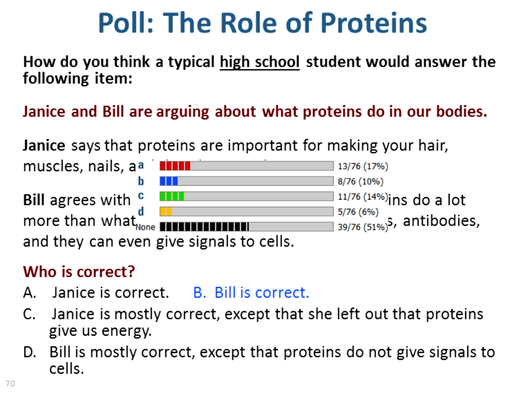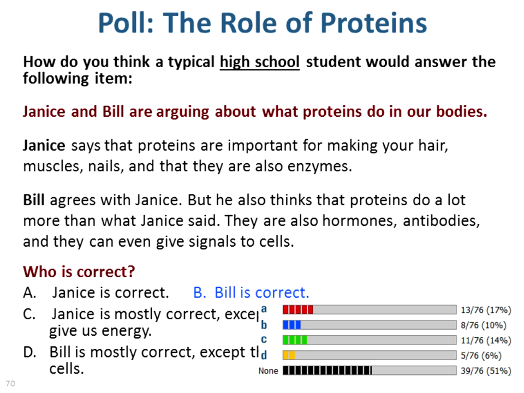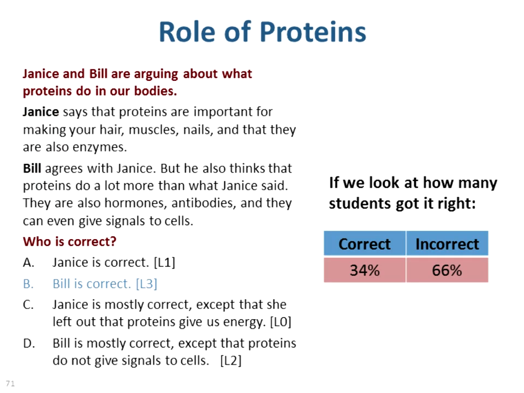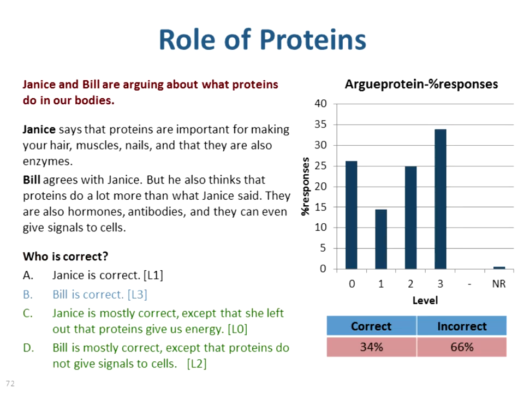So we have quite a spread here. A, B, C, both A and B. Janice is correct. C is mostly correct except for the energy. Let me show you what happens when you give this to children. If we just look at this as a regular multiple choice, about 34 are correct, 66 get this wrong. And here's what they're actually doing.